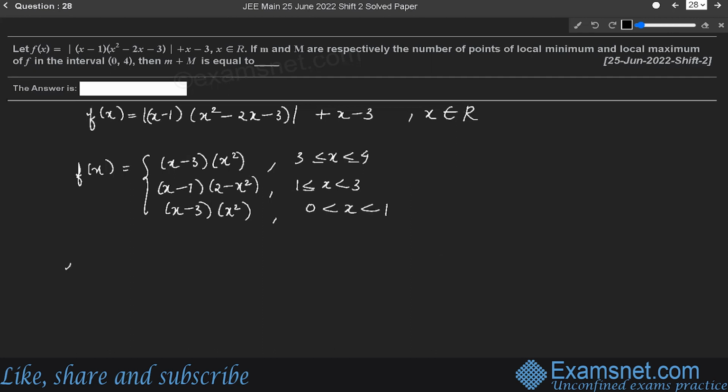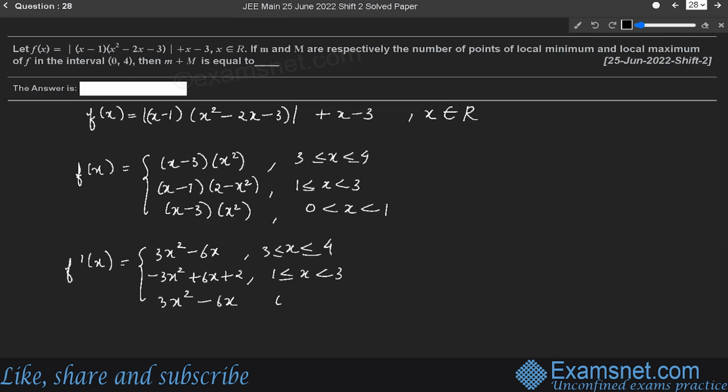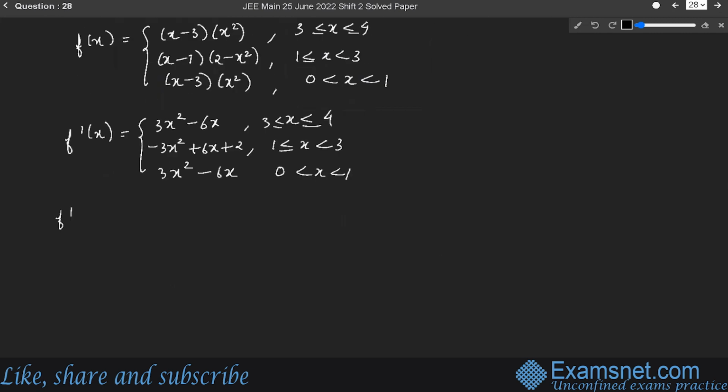Also, f dash x will be equal to 3x square minus 6x when x lies between 3 and 4. f dash x will be equal to minus 3x square plus 6x plus 2 when x lies between 1 and 3. And f dash x will be equal to 3x square minus 6x when x lies between 0 and 1. Therefore, we can say that f dash 3 plus is greater than 0. f dash 3 minus is less than 0, which is the minimum.